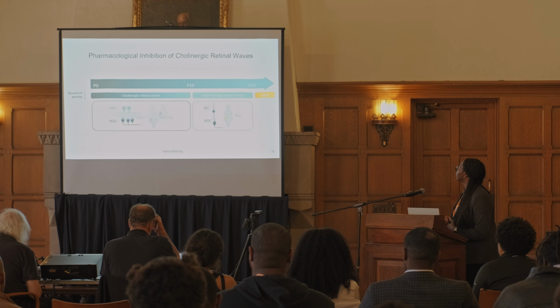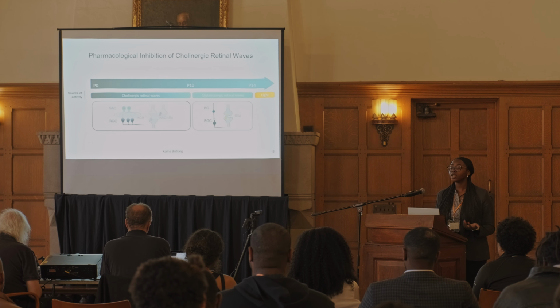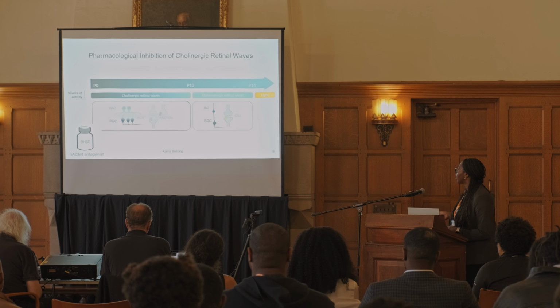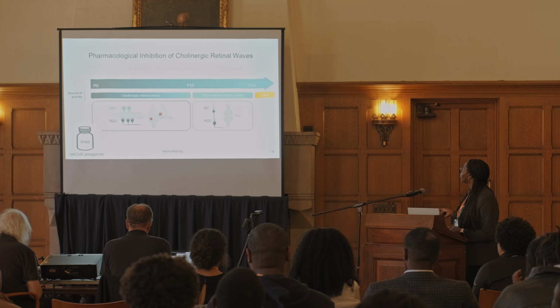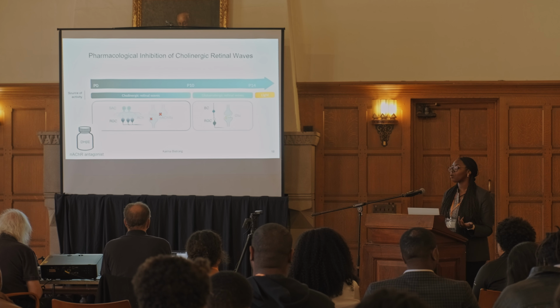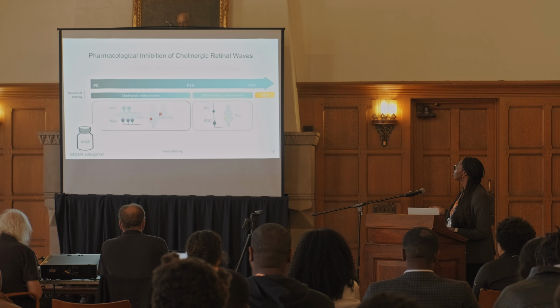So I'm really interested in knowing if the circuits that are mediating waves are altered in our ASD models, and the way I'll be doing this is by utilizing pharmacology. Specifically, I'll be using a nicotinic acetylcholine receptor antagonist called DH-beta-E, and this will block the nicotinic acetylcholine receptors on the starburst amacrine cells and retinal ganglion cells. So during the time of cholinergic waves, there will still be acetylcholine, but it will be unable to bind to the receptors, and waves will go away.